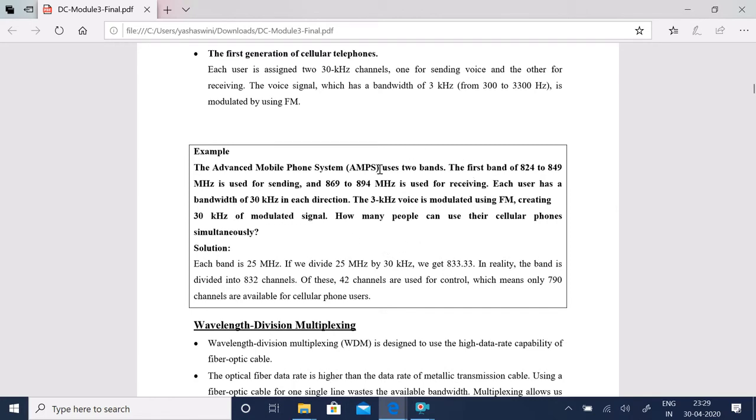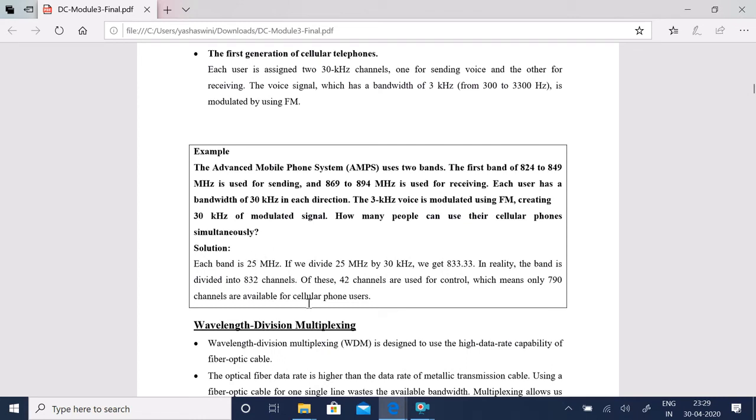So how many people can use this cellular network? If you see here, according to the data, each band requires 25 megahertz. So if we divide 25 megahertz by 30 kilohertz, we'll get around 833.33. But in reality, we cannot divide channels like this. So we can approximate it to 832 channels.